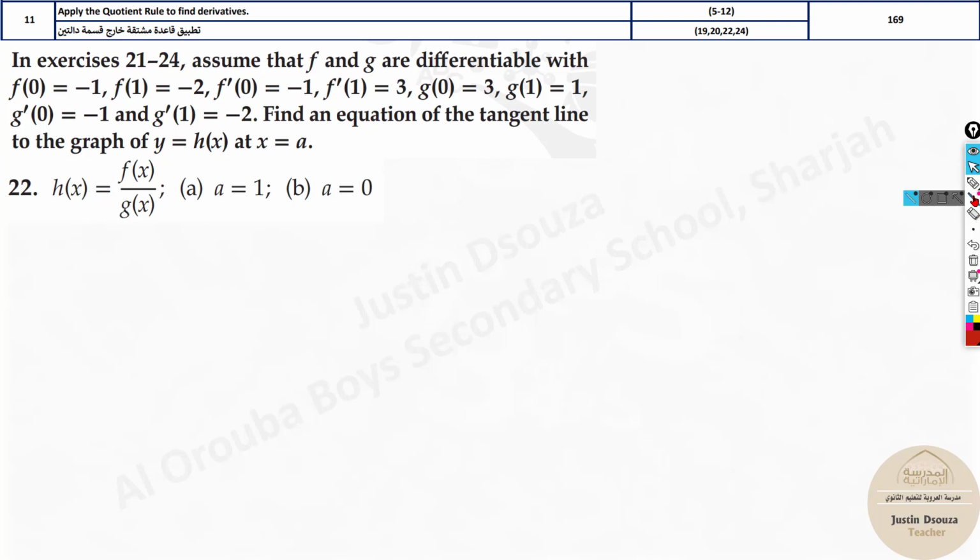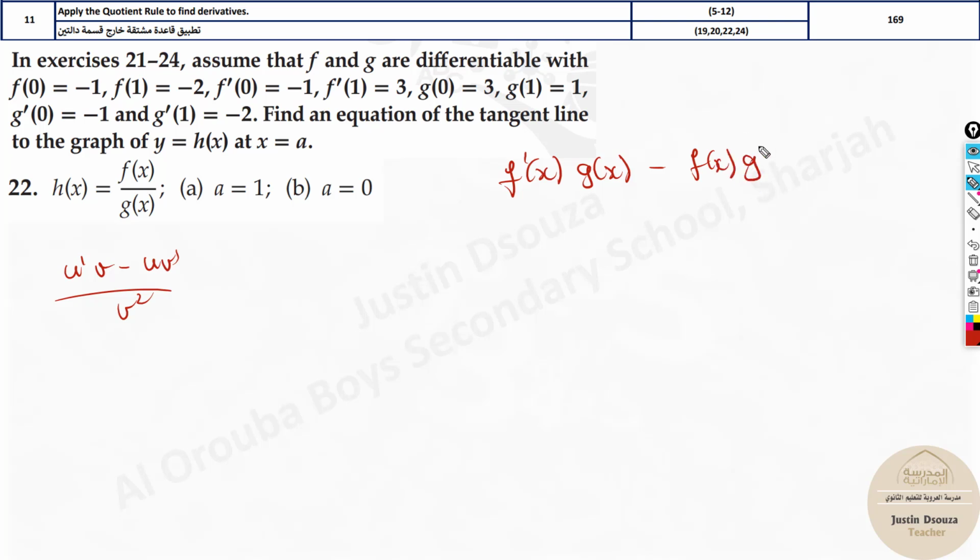First, find the derivative of that. You need to know the quotient rule here, otherwise it's not possible. The quotient rule is given as u dash v minus u v dash divided by v squared. I'll substitute over here. That means f dash of x multiplied by g of x minus f of x into g dash of x, divided by the square of this term, g of x the whole square. This is the derivative, that is h dash of x. I hope this is clear.